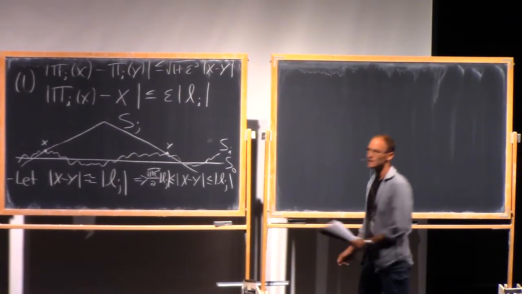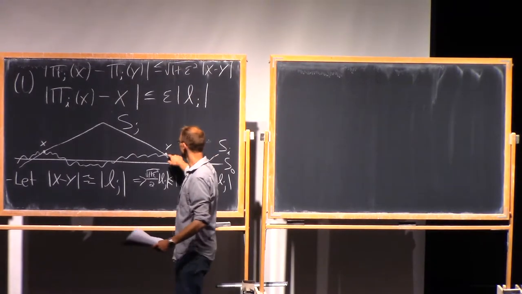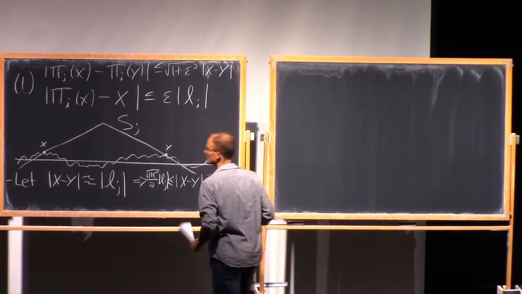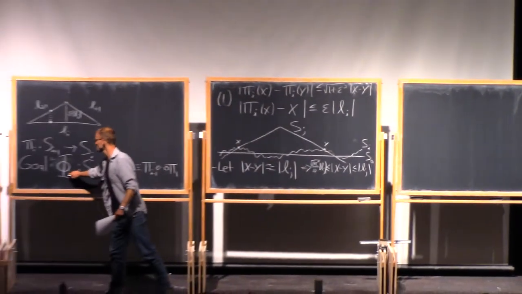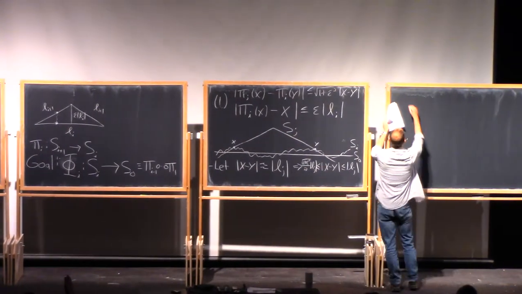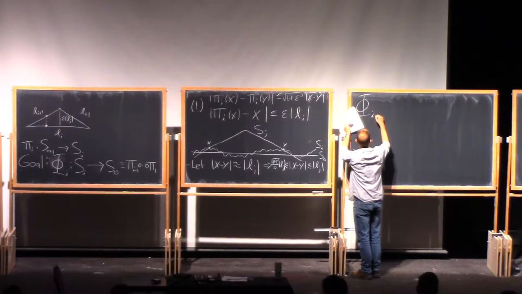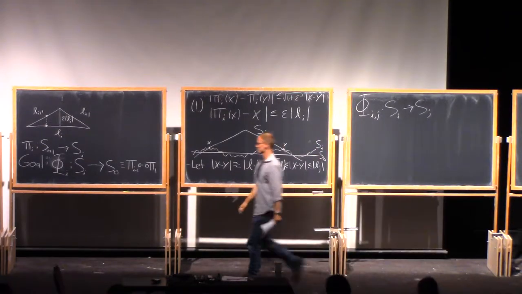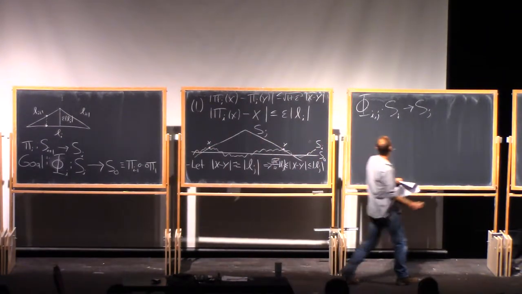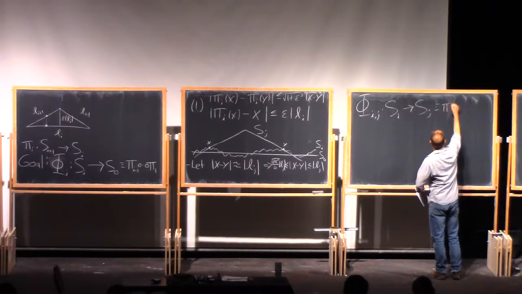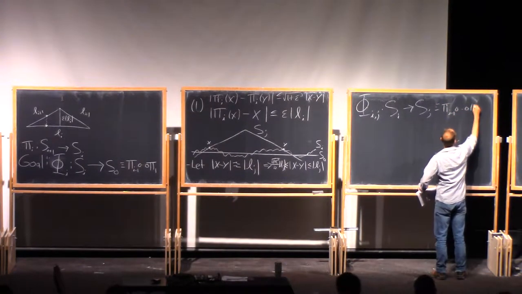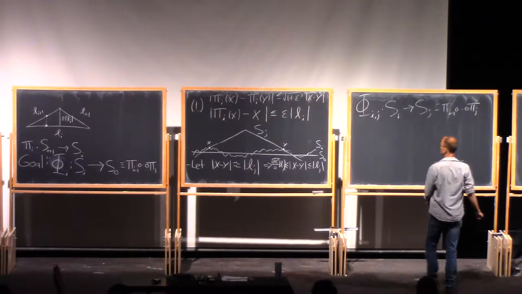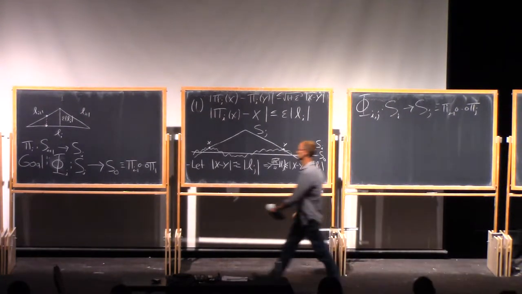Okay, now, here's what we want to do. We want to take these two points in Si and move them all the way down to S naught. So I'm going to break this into two steps. Let's define an in-between map, which I'll call phi ij, that maps Si into Sj, basically by stopping the composition at some point. Is that j or j plus 1? j, great.